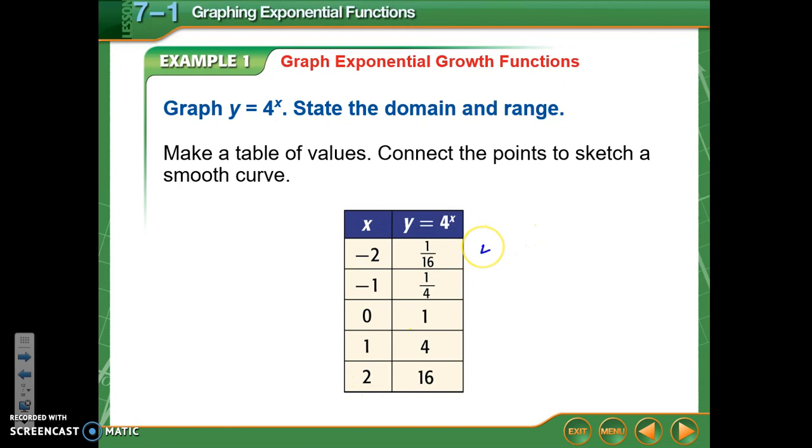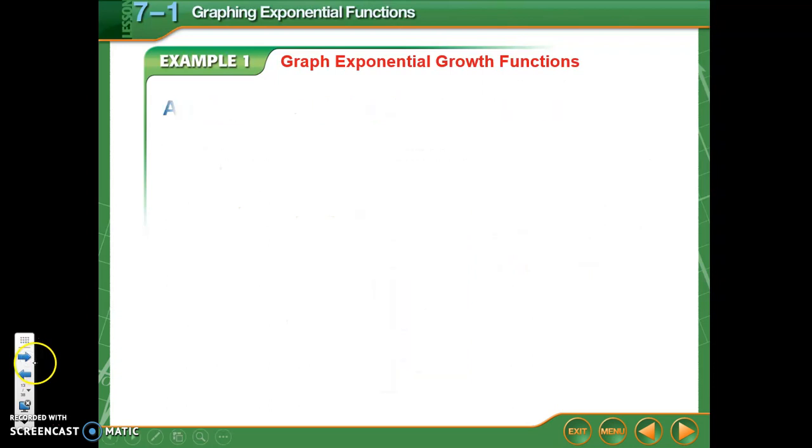Here when I plug in -2, I'm plugging in 4 to the -2. Remember that a negative exponent means reciprocal, so that's 1 over 4 squared, which is 1/16. When we plug in 0, anything to the 0 power is the number 1. And then you can see here how we've plugged in the rest of the values. So that gives me 5 ordered pairs that we're going to graph.